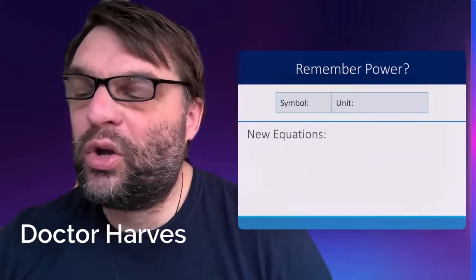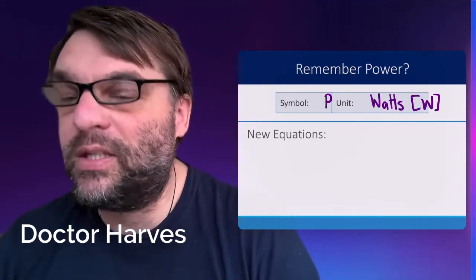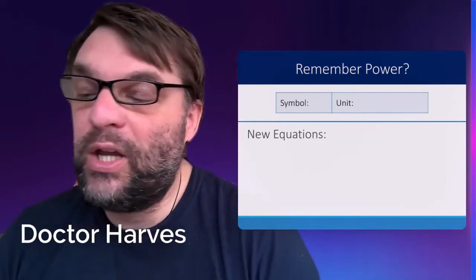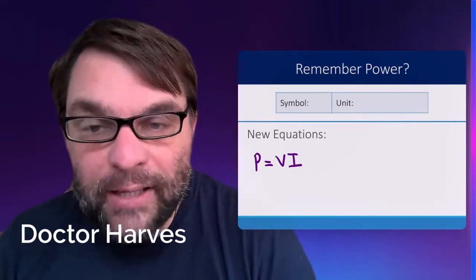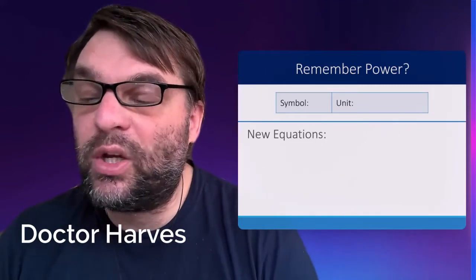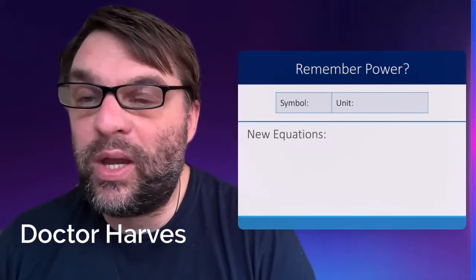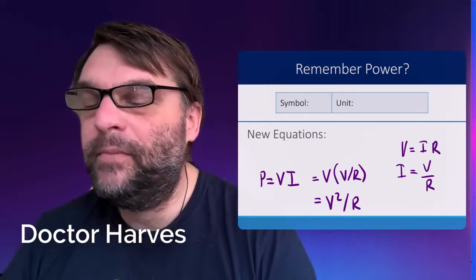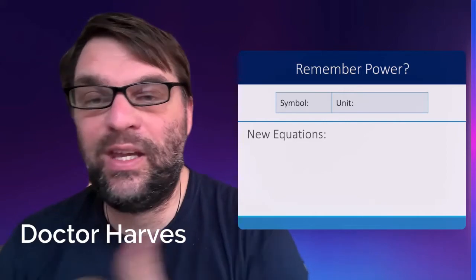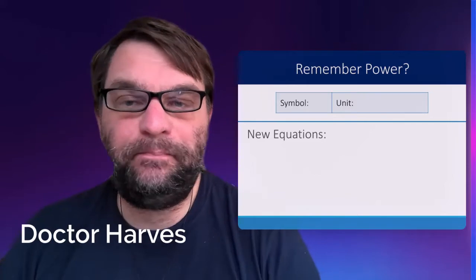Another concept you have to know in electronics is the idea of power. Remember from last year that the symbol for power is capital P and the units are watts, capital W. The equation is P equals VI. You can then substitute Ohm's law, V equals IR, into the equation, which gives power equals I squared times R. And also power equals V squared divided by R, because all you're doing there is substituting the current as V over R.